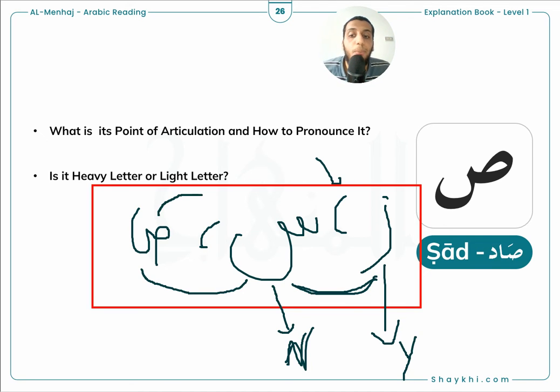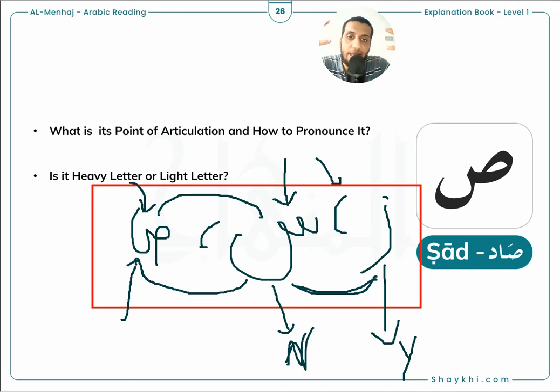Both sin and sad do not have a vibration of the vocal cords, so we have to have another difference, which is heaviness and lightness. Sin is a light letter and sad is a heavy letter. What does that mean? It means that with sin, the back of the tongue is not raised, while with sad the back of the tongue will be raised. So you see now this group and the difference between each one.